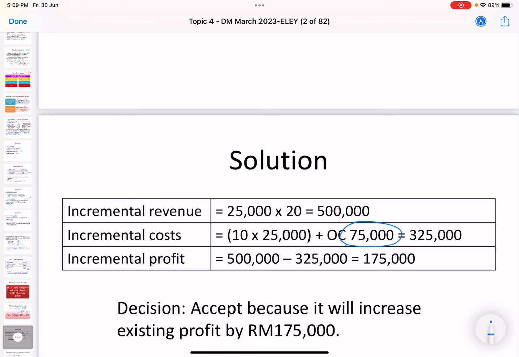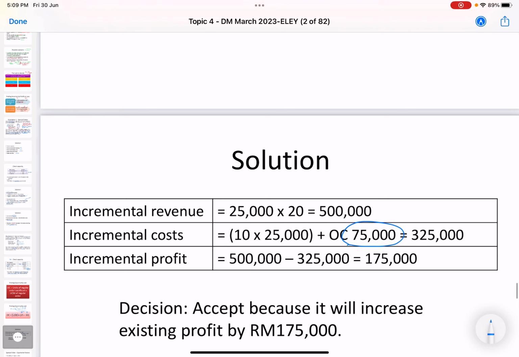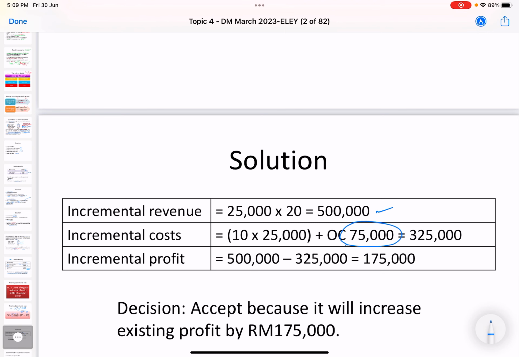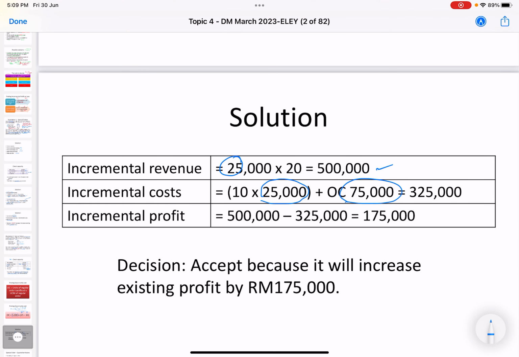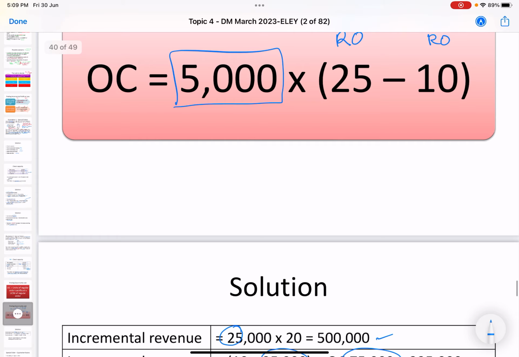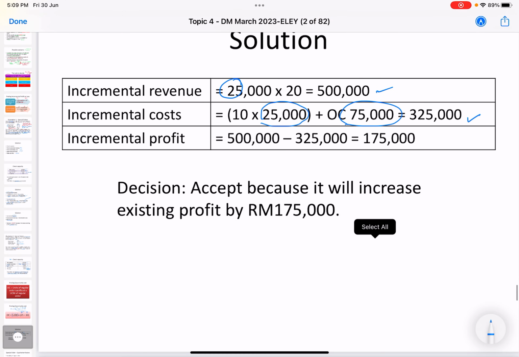So the next step is to find out our incremental revenue. Here, the incremental revenue will be 500,000 because it's 25,000, no longer 20,000. 25,000 times 20 ringgit, we get 500,000. Incremental cost will be based on the 25,000 being produced times UVC 10, plus the opportunity cost we already got from here, and that will be in total 325,000. So incremental profit will still be 175,000. Therefore, we advise the company to accept because it will increase existing profit by 175,000.